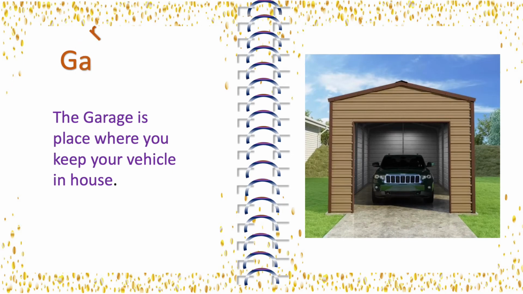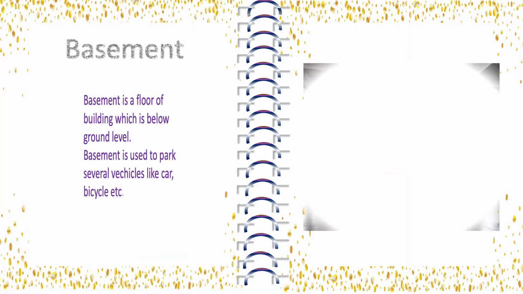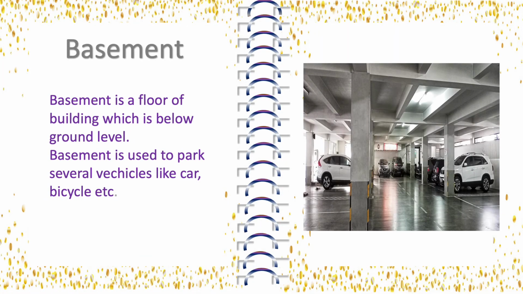This is called garage. Let's repeat. Garage. The garage is a place where you can keep your vehicle in the house. The next one is basement. Let's repeat. Basement. Basement is a floor of building which is below the ground level. Basement is used to park several vehicles like car, cycle and bicycle, etc.